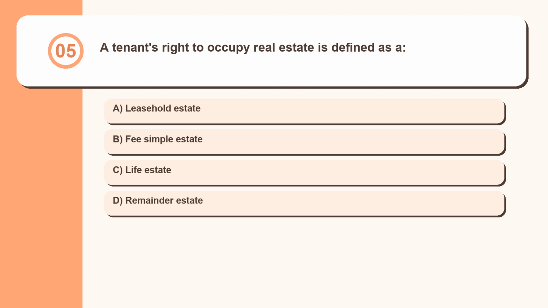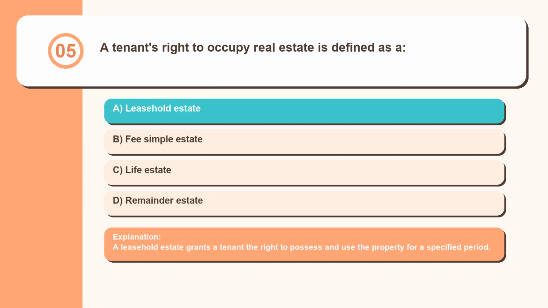Question 5. A tenant's right to occupy real estate is defined as a leasehold estate, fee simple estate, life estate, remainder estate. A leasehold estate grants a tenant the right to possess and use the property for a specified period.